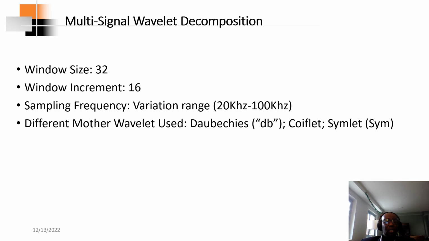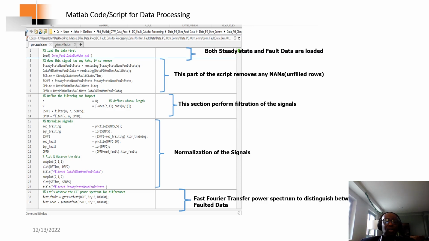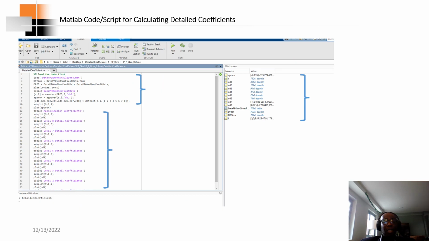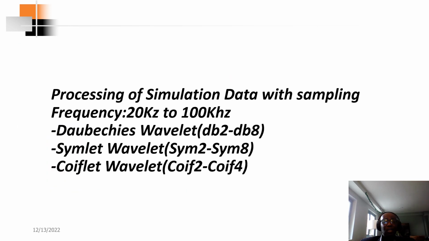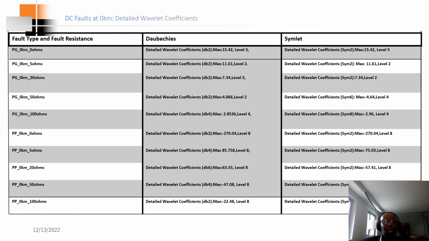So the window size is 32, and that is adequate to cover the fault signal, and the window increment, I'll be increasing it by 16 until I cover the fault, with a sampling frequency of 20 kilohertz. And the different mother wavelets that I'll utilize are these. This is a MATLAB script that I used for data processing and for calculating the detailed coefficients.